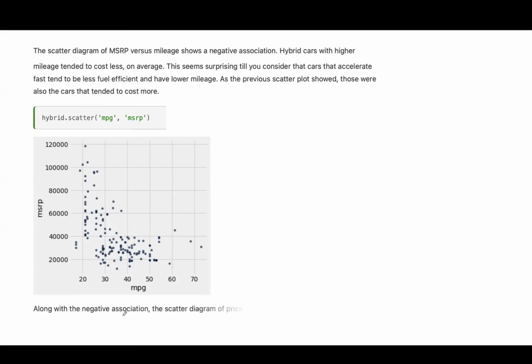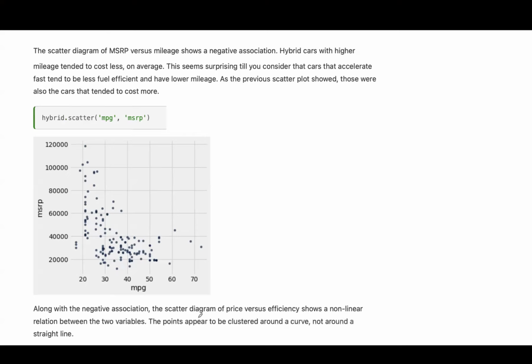Along with the negative association, the scatter diagram of price versus efficiency shows a nonlinear relation between the two variables. The points appear to be clustered around a curve, not a straight line. So this is the behavior that we see. So this is not a linear relation. This is curved, non-linear.